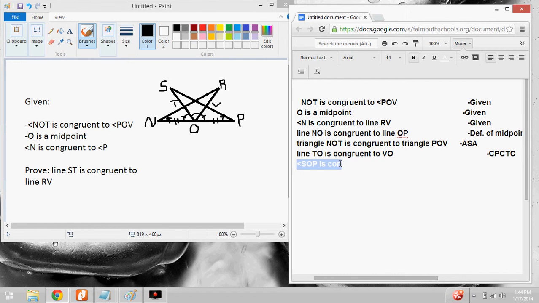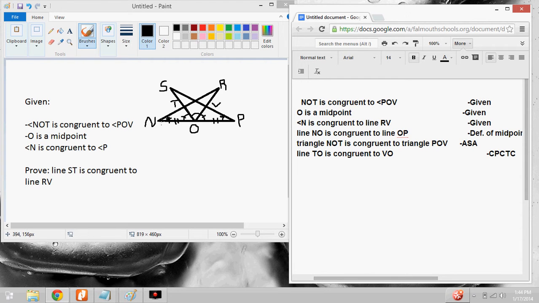Next, we want to show that these 2 triangles, SOP, are congruent to NOR, but we don't have enough information to do that yet. First, we want to show that these angles, NOR, are congruent to this angle, SOP. To do that, we have an angle here, TOV, that is shared by both of those angles.